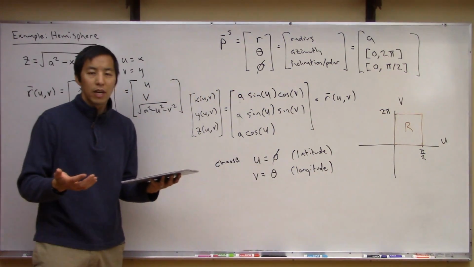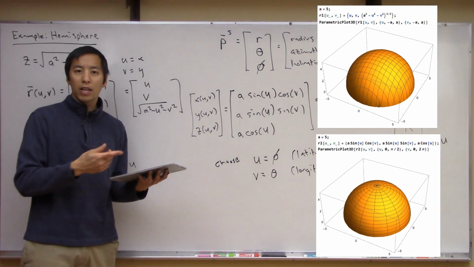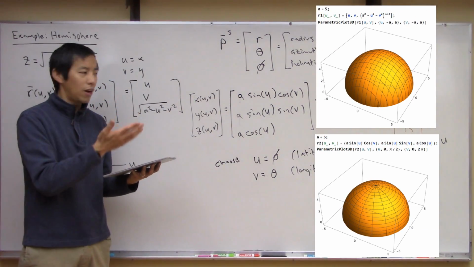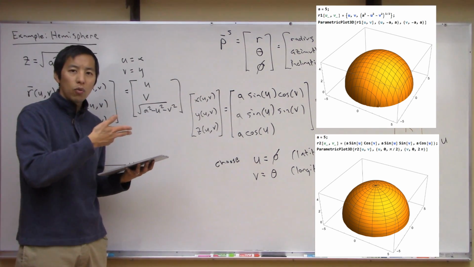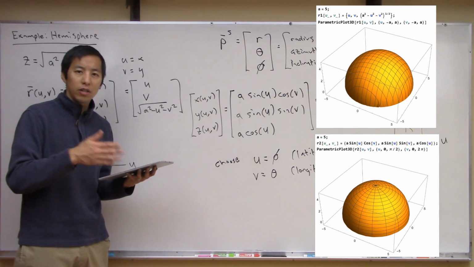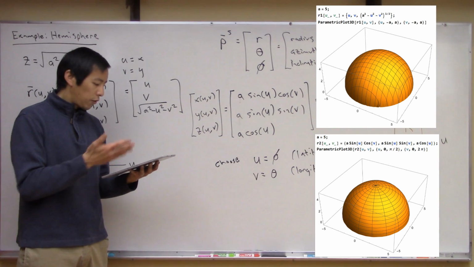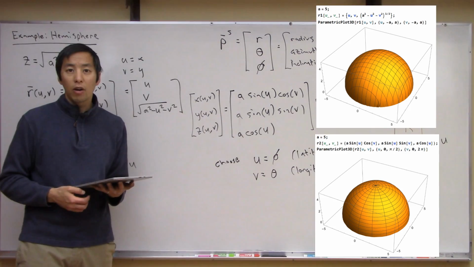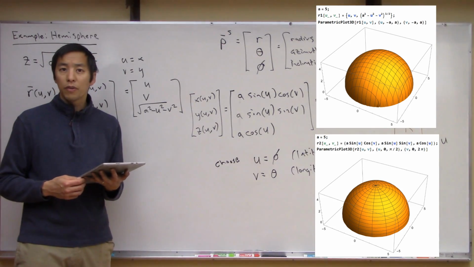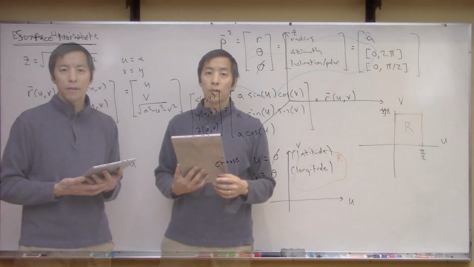And let me just plot them here in Mathematica to convince you. The top one is the first parameterization, and the second one is the spherical to Cartesian conversion system. So this is great. This helps us parameterize this surface in two different ways.